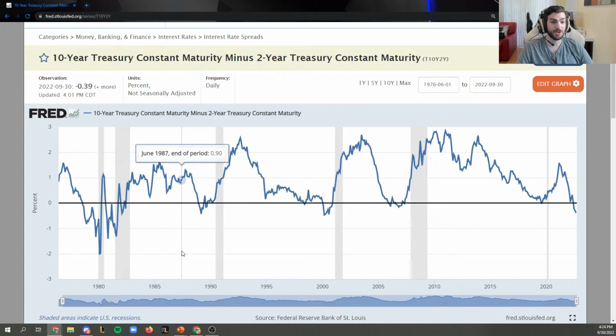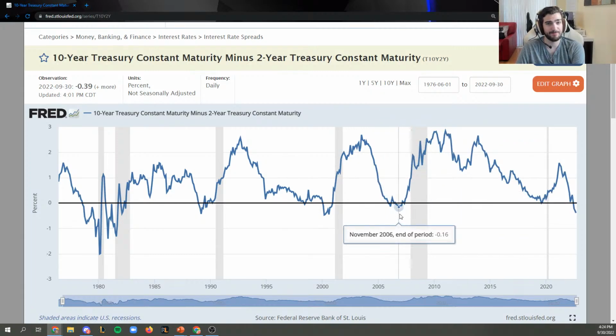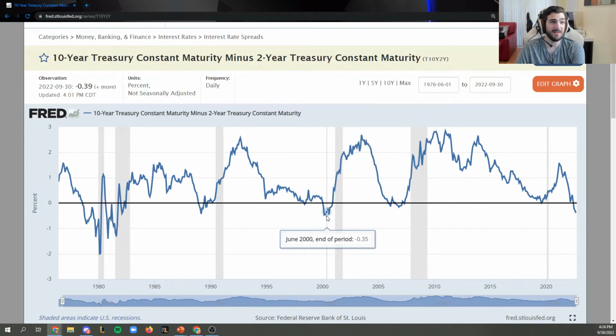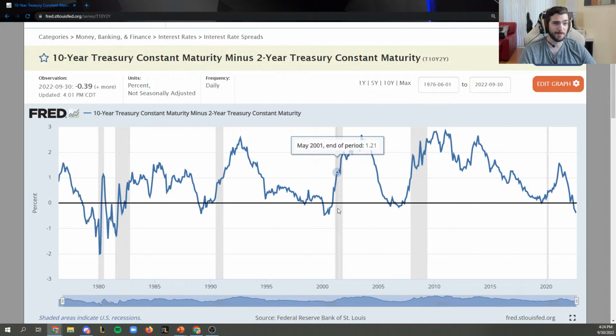Let's look at what history has to show us. The last time we saw a number this low was not before the crash of 2008. The last time we saw a number this low was in the middle of 2000, right before the dot-com bubble and the 2000 to 2002 recession. So what this tells us is that right now there's a lot of uncertainty in where we're headed from here.